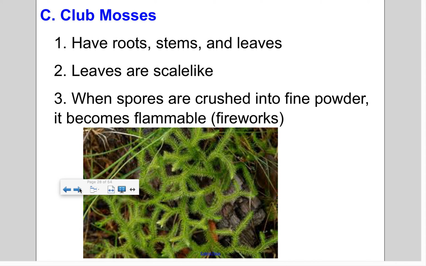Club mosses are another example of seedless vascular plants. They have roots, stems, and leaves. If you look at their leaves, they are scale-like. Another cool thing about club mosses, their spores are flammable. They're also used in fireworks.